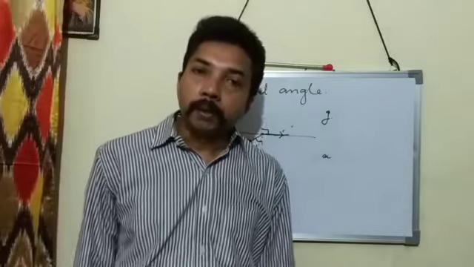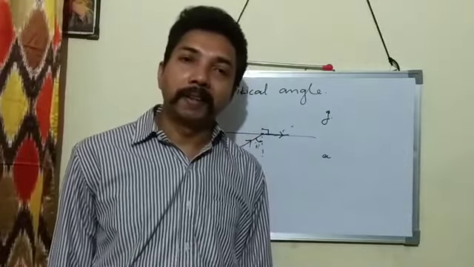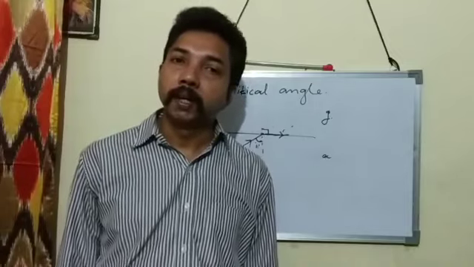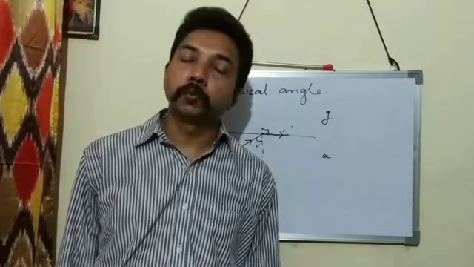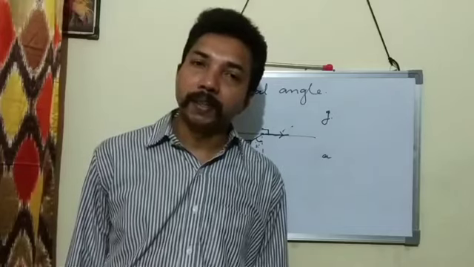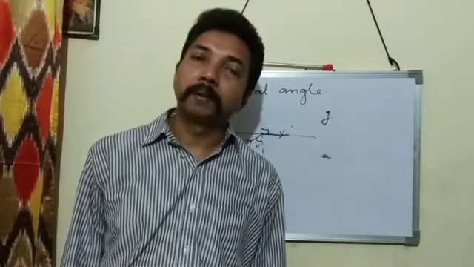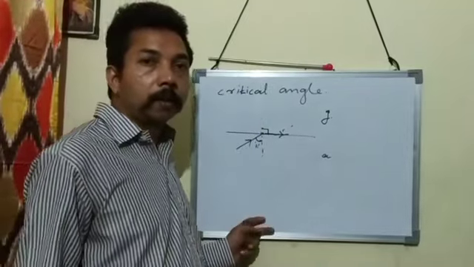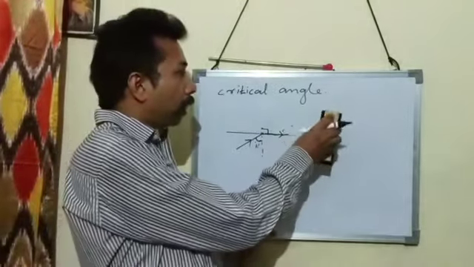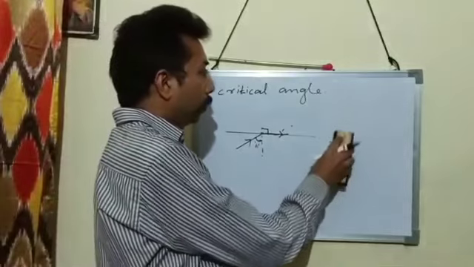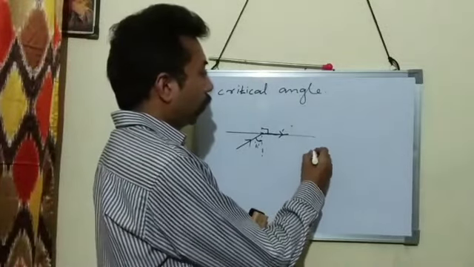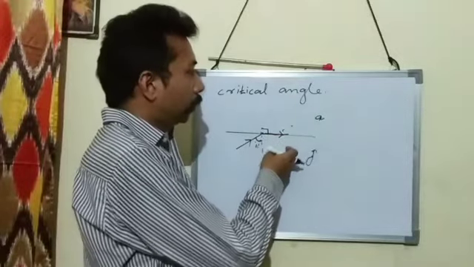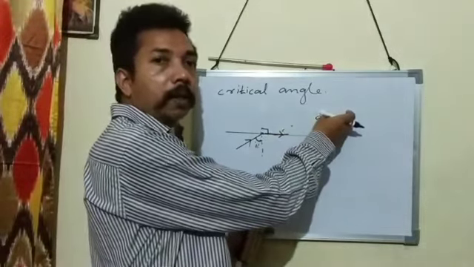Suppose that for a glass-air interface the critical angle is 42 degrees. It means that when the angle of incidence is 42 degrees in glass, at that time the angle of refraction is 90 degrees. In this diagram, in the marking, one mistake is there. So this is glass and this is air. Then only light goes from denser to rarer medium.